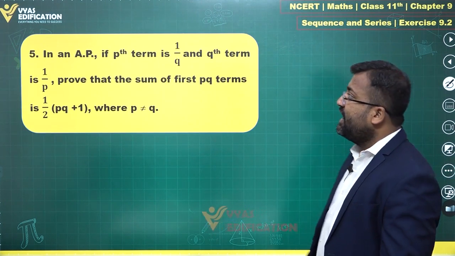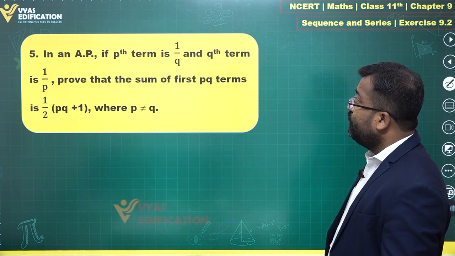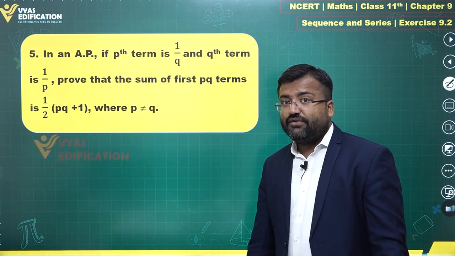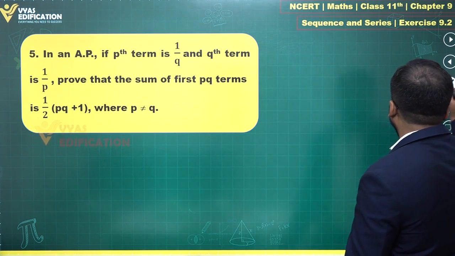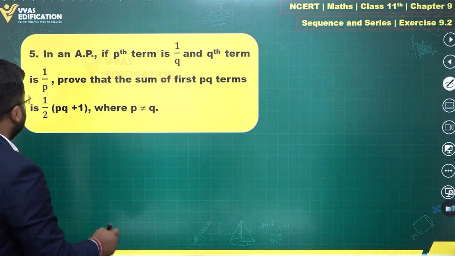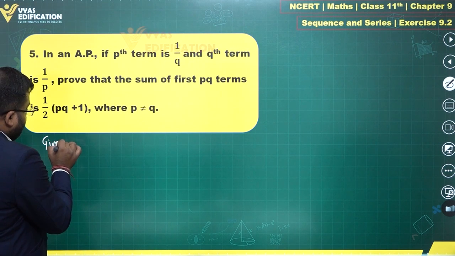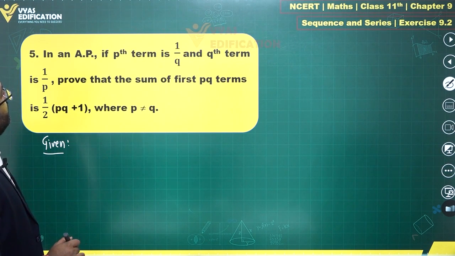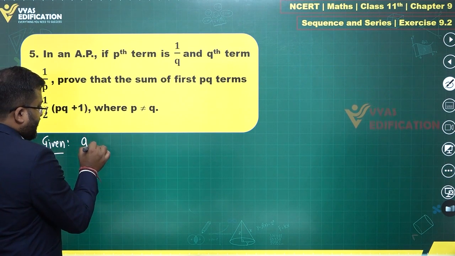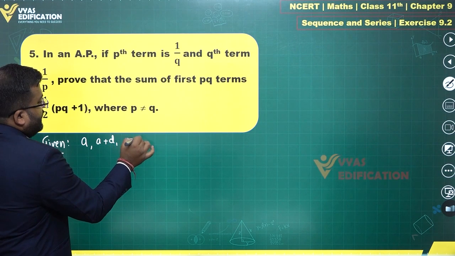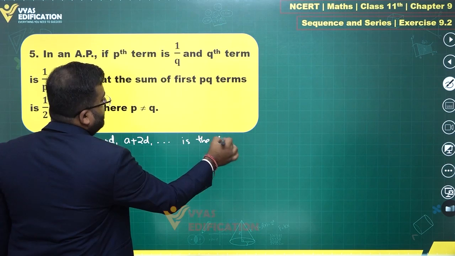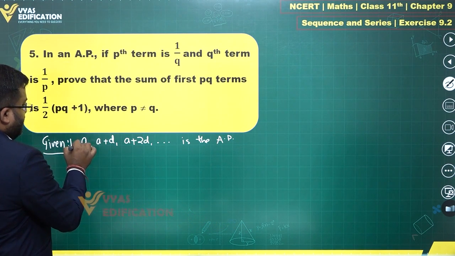In the 5th question we have, in an AP, if pth term is 1 by q and qth term is 1 by p, prove that the sum of first pq terms is half times (pq plus 1). P is not equal to q. Once again, we are talking about a question which says prove that. So let's write first whatever is given. Pth term is 1 by q. If it is an AP, a, a plus d, a plus 2d, dot dot dot is the AP. Let this be the AP.